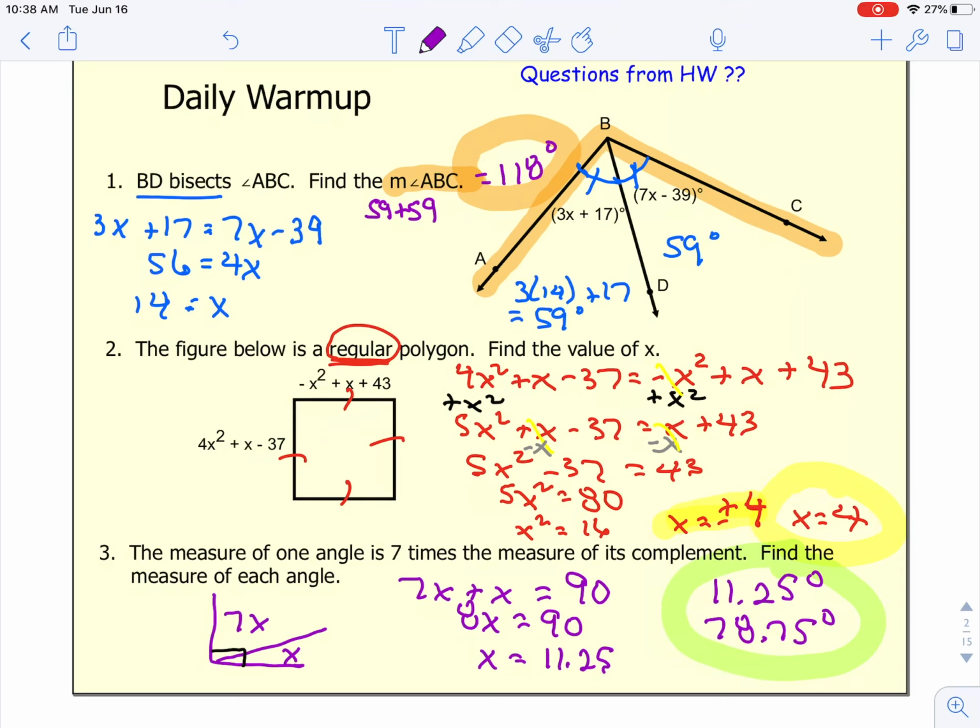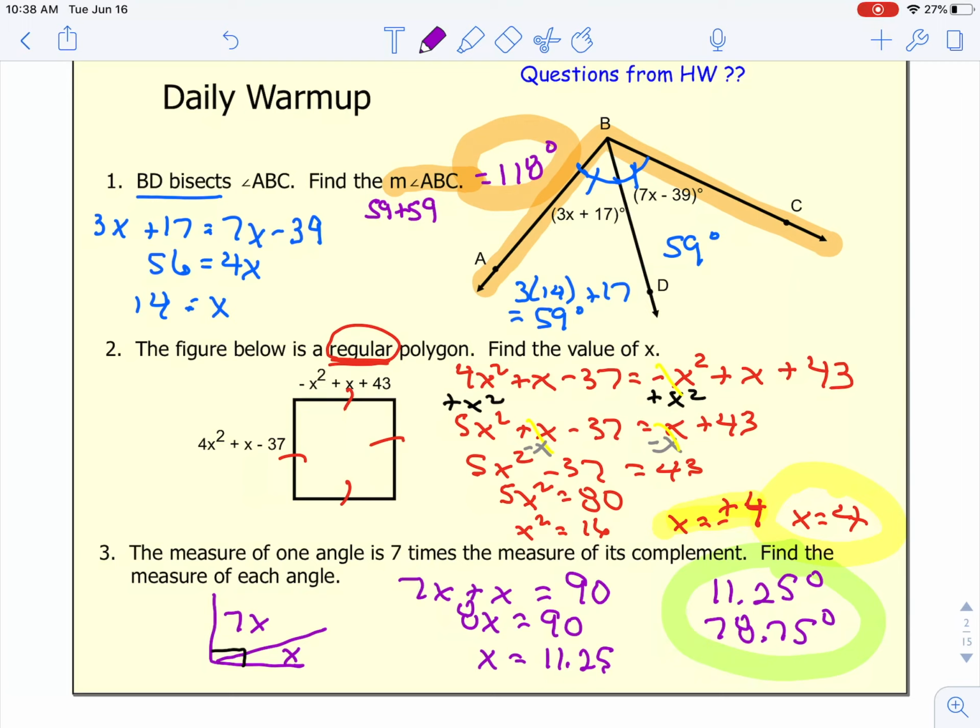The second question, notice the word regular. That means that all the sides are the same and all the angles are the same. So we set the 2 sides equal to each other. This one becomes more complicated as you solve, and you end up with x squared equals 16, which when you take the square root just gives you plus or minus 4. So x equals 4.